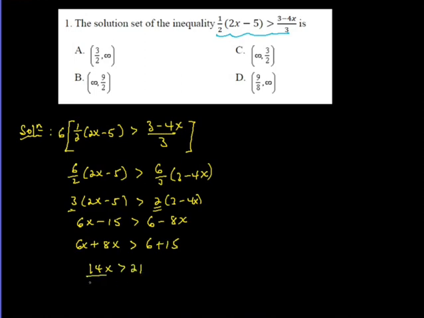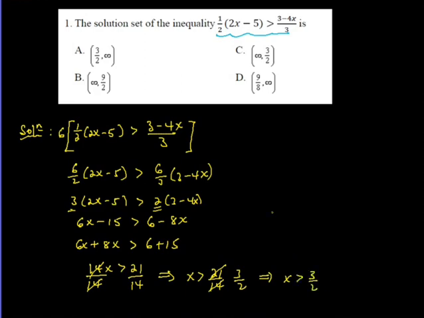Now divide both sides by 14. The result will be x is greater than 21 over 14. Now by 7 it is 3, by 7 it's 2. So the solution set for this inequality is x greater than 3 over 2.